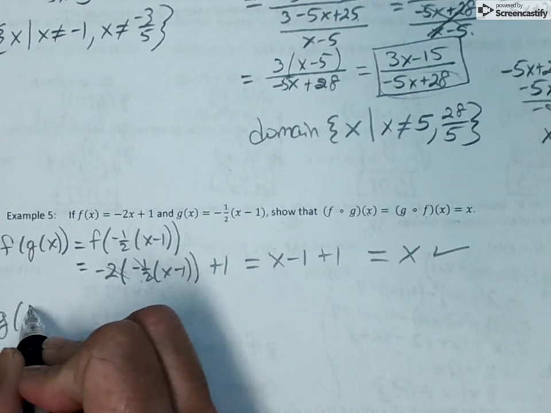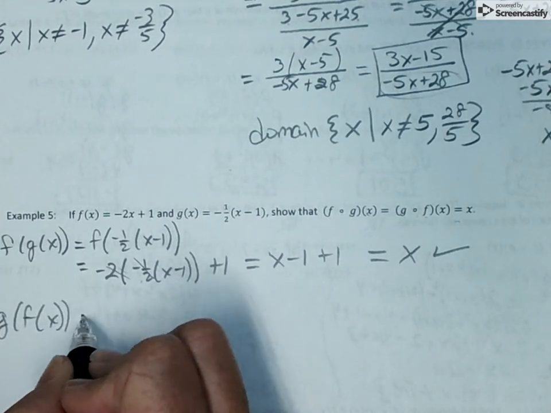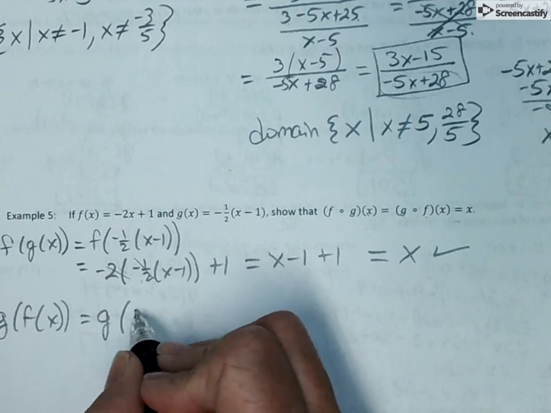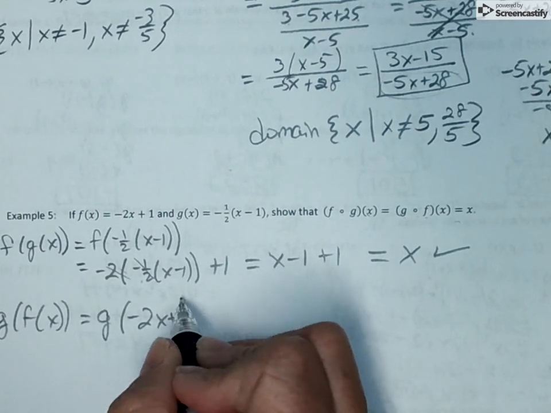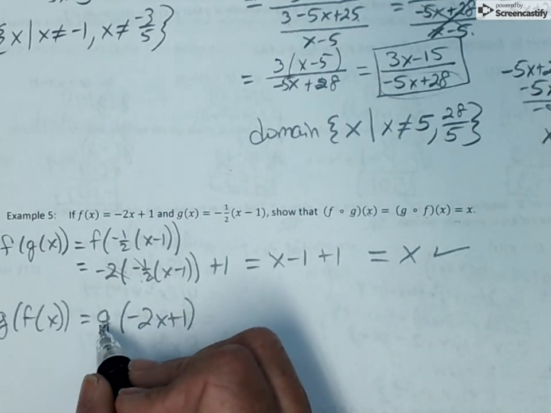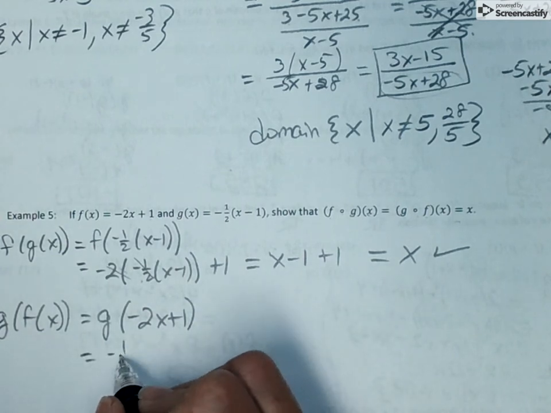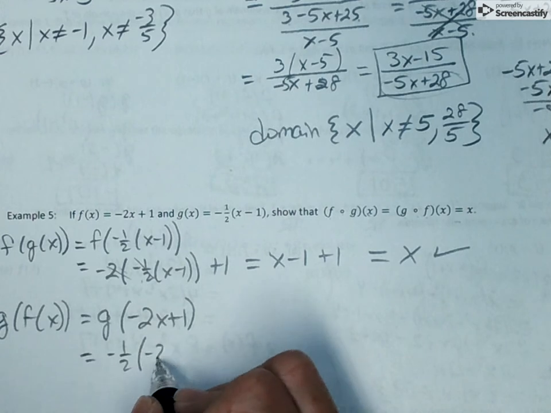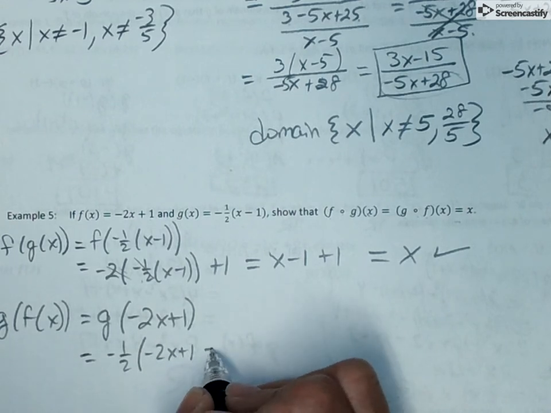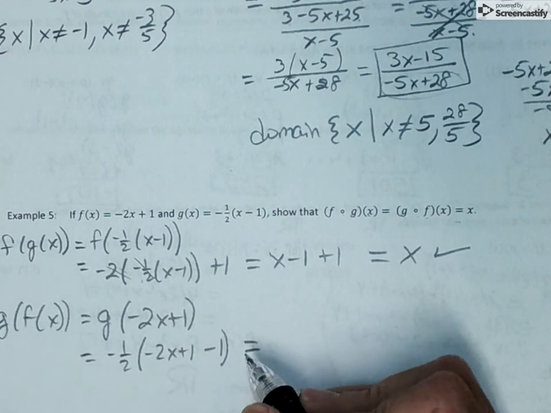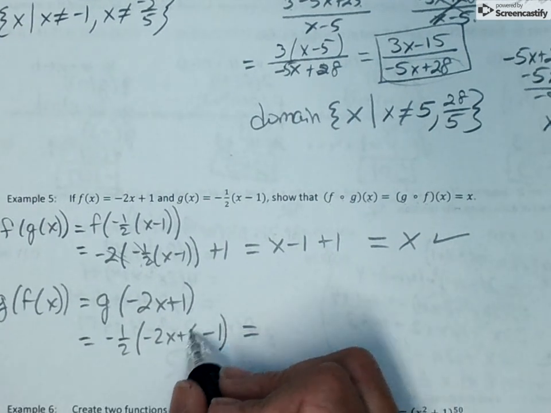Okay, now let's do the same thing. G composed with f of x and see what we get. So f of x is just negative 2x plus 1. That's going to be my input into g. So g says negative 1/2 times (negative 2x plus 1) minus 1. And let's multiply this out. The ones cancel.